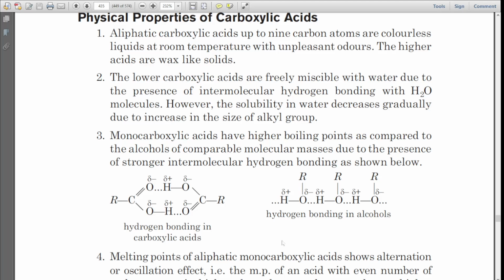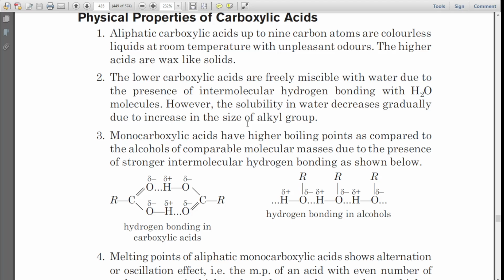Now some physical properties of carboxylic acid. Aliphatic carboxylic acids up to 9 carbon atoms are colorless liquids at room temperature with unpleasant odor. The higher acids are wax-like solids. Lower carboxylic acids are miscible in water due to intermolecular hydrogen bonding. However, solubility in water decreases due to increase in size of alkyl group.